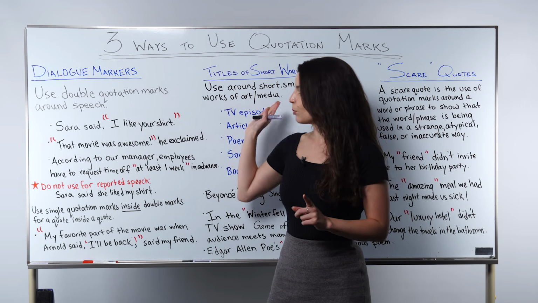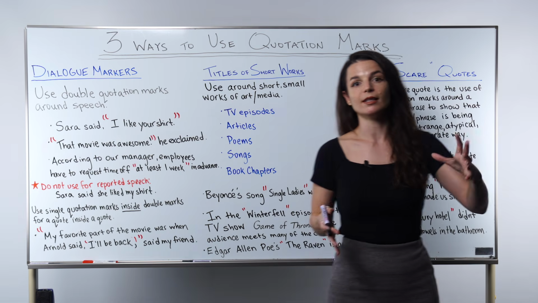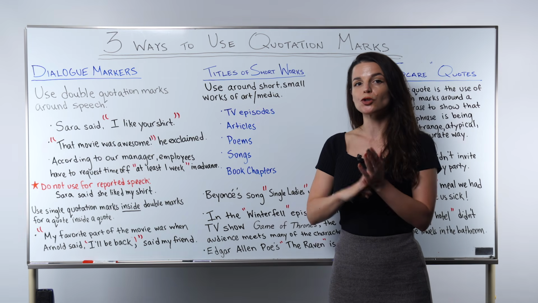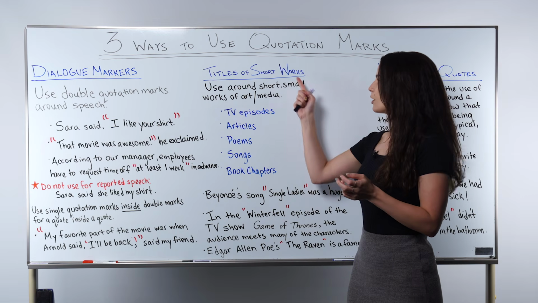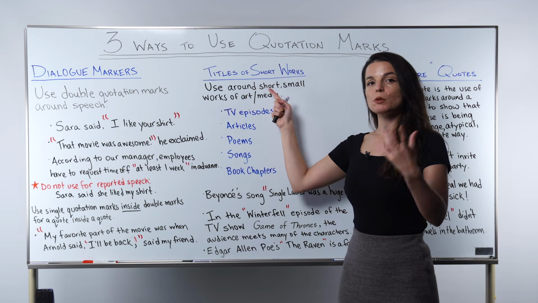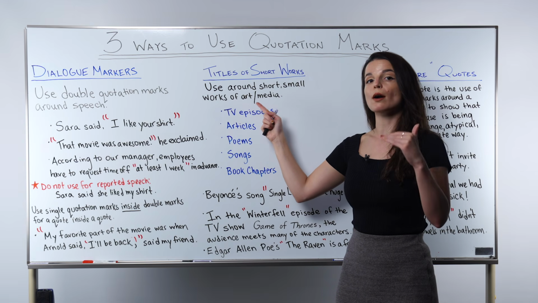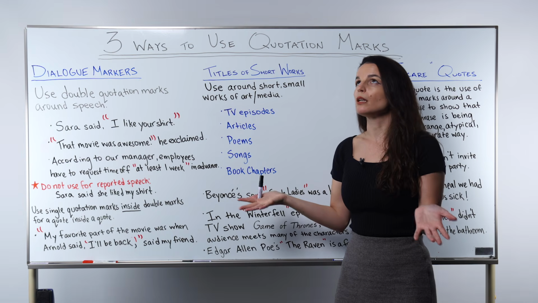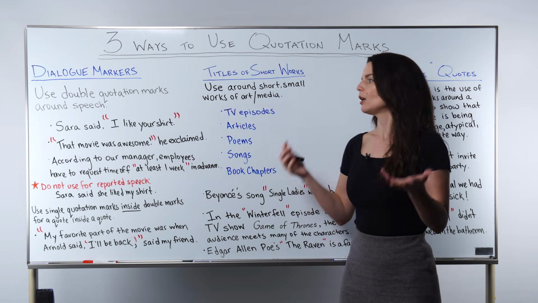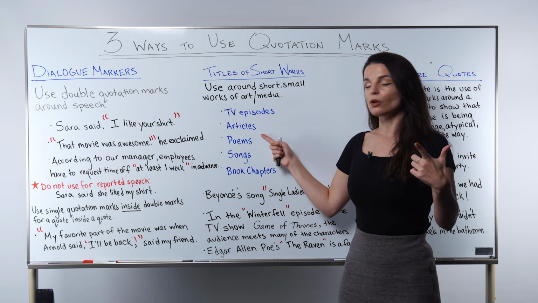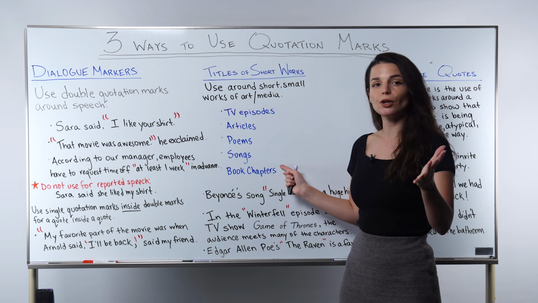The second point I want to talk about in this lesson is using quotation marks for titles of short works. When I say short works, I mean we use quotation marks around short, small works of art or media. So what do we mean when we say short media? Like, what does that mean? For example, TV episodes or articles, poems, songs, book chapters.